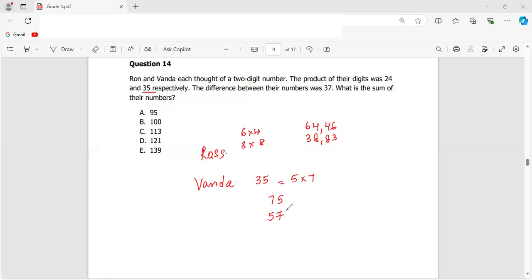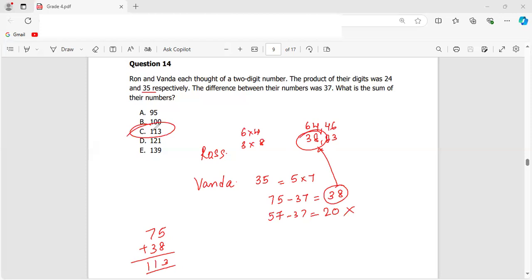Now they are saying the difference between the numbers is 37. So let's just subtract 37. I get a 20. So 20 is not here, so 20 is not my answer. Here you will get an 8. You'll get a 38. So 38 is here. So the two numbers that we are thinking of are 75 and 38. Sum of them is 113. So the answer for question 14 is 113.